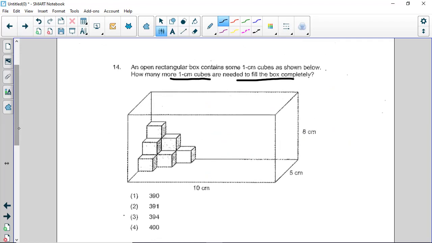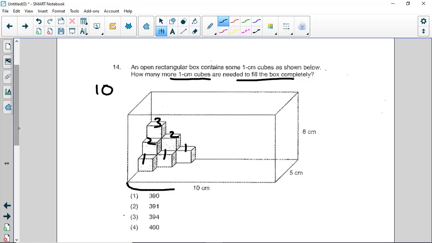So how do you find how many more 1 cm cubes are needed to fill the box? You need to count how many cubes are inside first. So you have 3, 5, 7, 8, 9, 10. So there are 10 cubes already inside, right? So how many cubes can you put all together in the box?